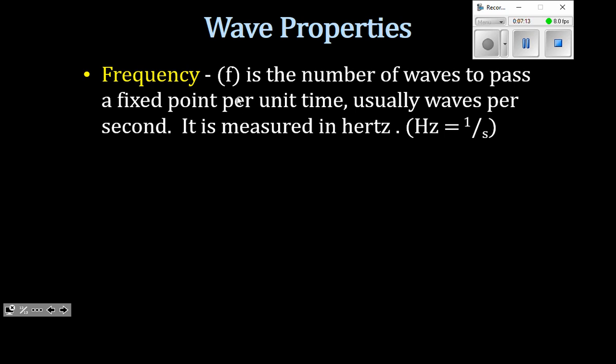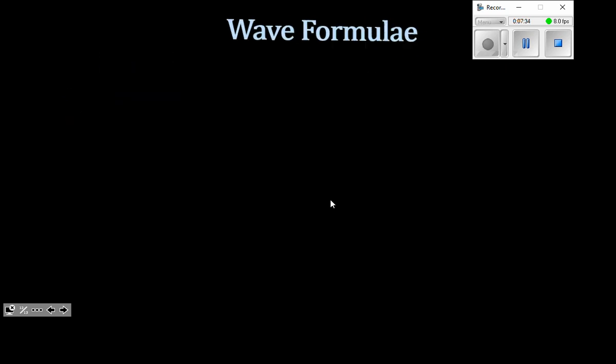Frequency. Frequency is the number of waves to pass a fixed point per unit time, usually waves per second. In waves per second, it's measured in hertz. 1 hertz is equal to 1 over seconds. So frequency is symbolized by small letter f, measured in hertz. It's how many waves pass a particular point per second.